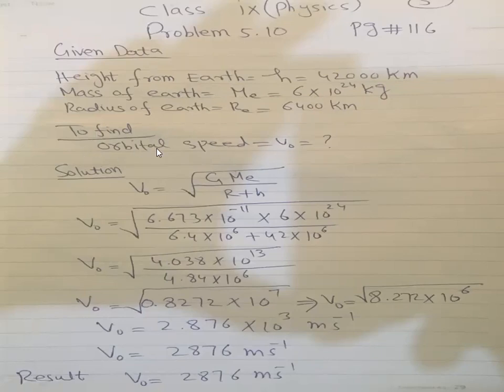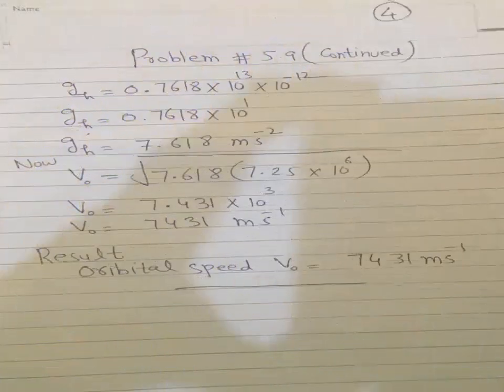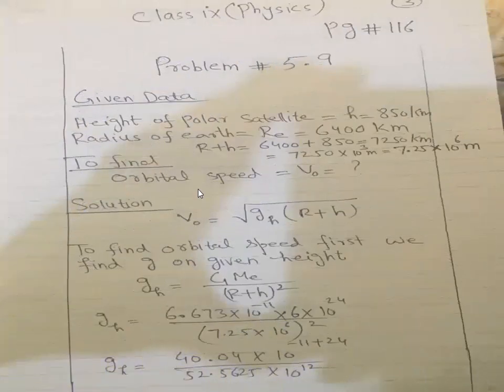In this numerical, we need to find orbital speed, which is denoted with V naught. Students, you may wonder why I use this formula, as I used a different formula in numerical 5.9. If you look at the formula, orbital speed is equal to the square root of gh into r plus h. I just put the value of gh in this formula. You can find the value of gh on page 111, equation number 5.8.